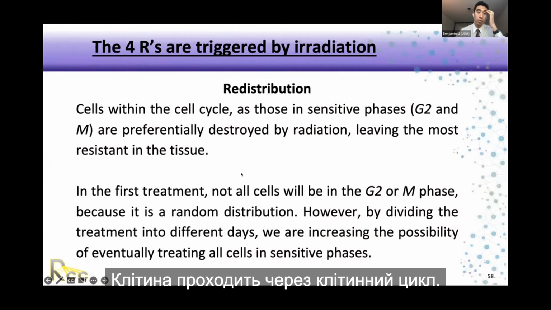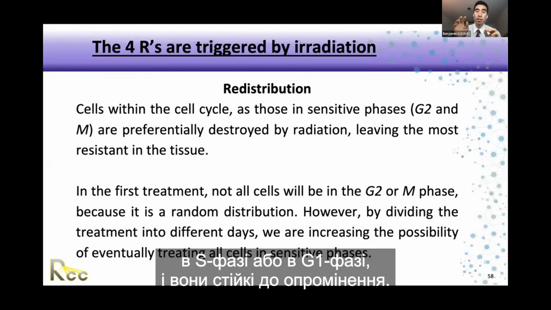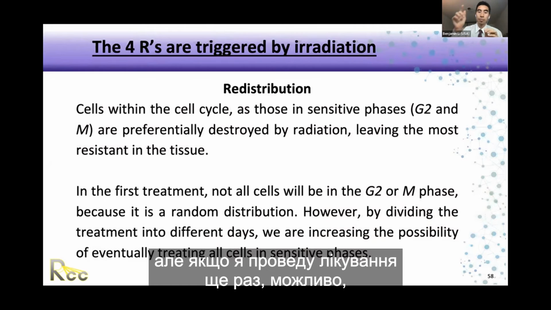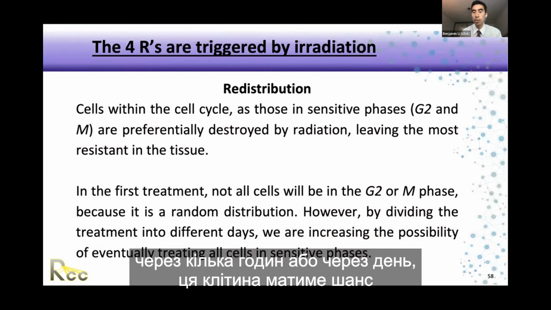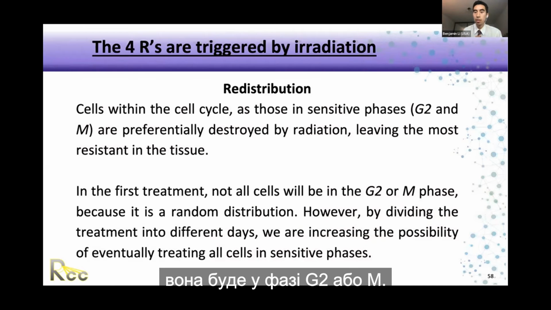Well, a cell is going through a cell cycle. On one day when I do a treatment, some cells might be in the S phase, or they might be in the G1 phase, and those are resistant to radiation. So that radiation treatment I did may not be very effective on that day. But then if I do treatment again, maybe a couple hours later or a day later, that cell's had a chance to progress through the cell cycle, and maybe it's in the G2 or M phase the next time I do the treatment. So then that treatment's going to have more efficacy.